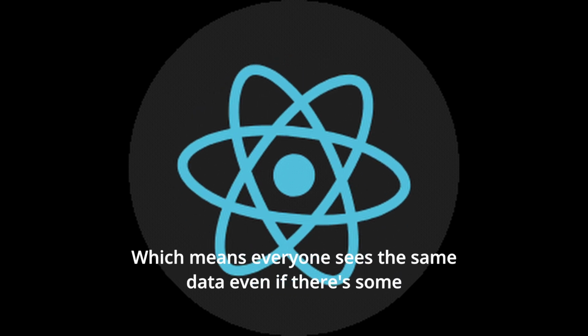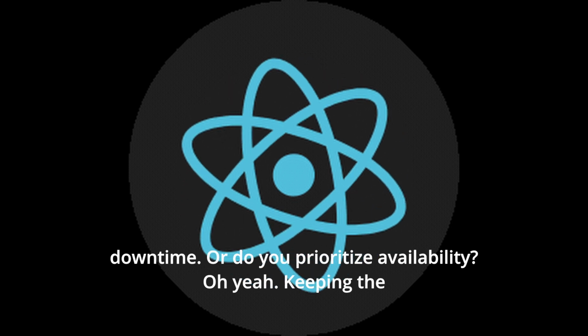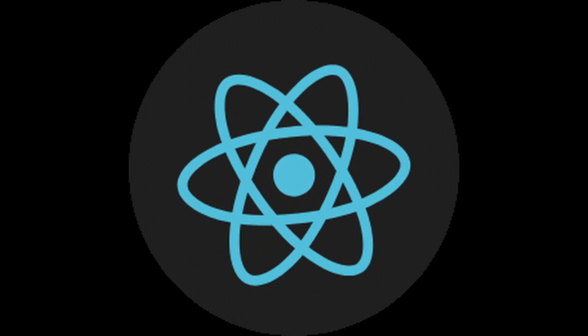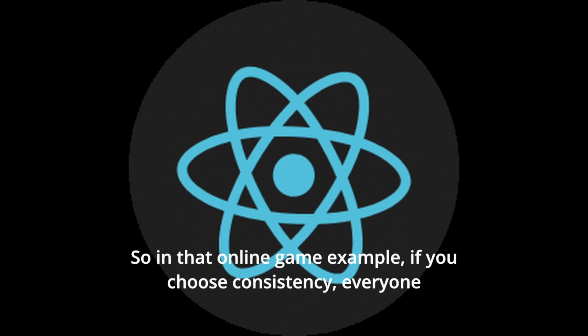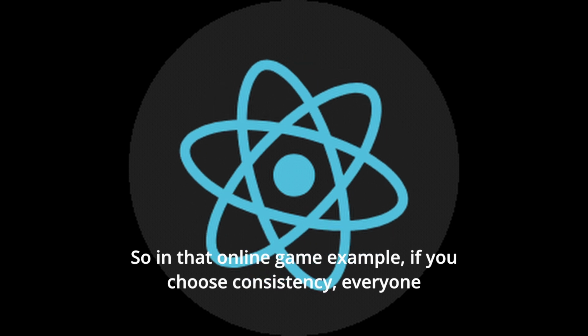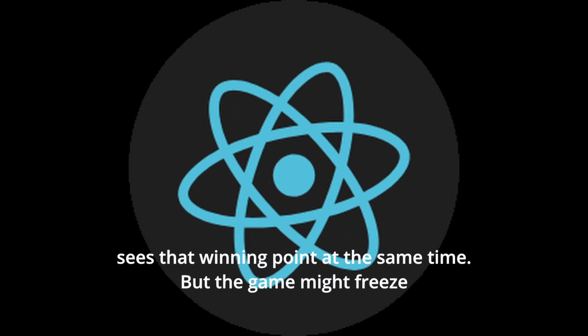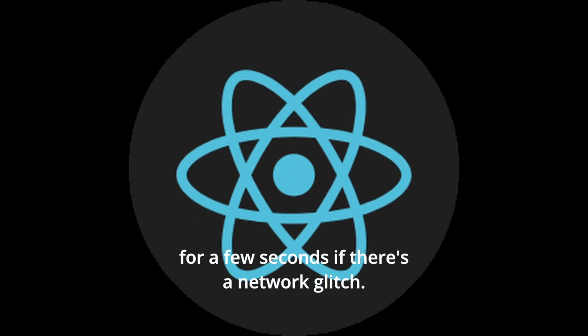Which means everyone sees the same data, even if there's some downtime? Or do you prioritize availability, keeping the system running even if the data is momentarily out of sync? So in that online game example, if you choose consistency, everyone sees that winning point at the same time, but the game might freeze for a few seconds if there's a network glitch. Exactly.